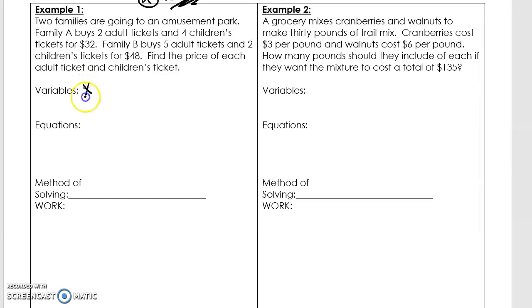So let's talk about our variables. X is the price of an adult ticket, and Y is the price of a child's ticket. You're pulling that from that last question. Find the price. That's what you need to find, the price of each. Equations, pull out your totals. The total for family A is 32. The total for family B is 48. All right, go ahead and pause the video for a minute and let everybody have a chance to write their equations. It should take you about maybe 30 seconds to a minute to kind of figure that out. So go ahead and pause it.